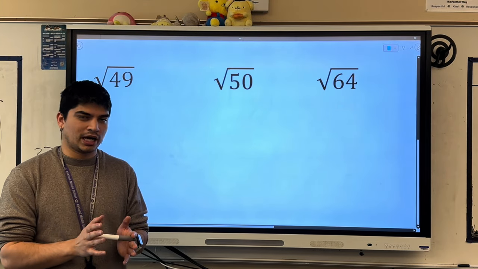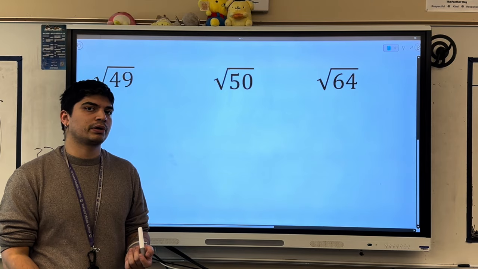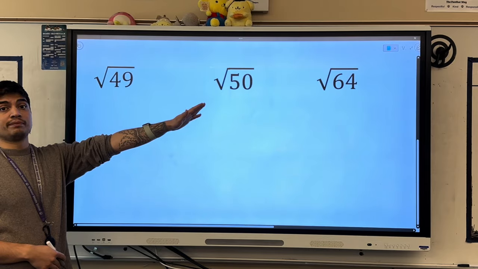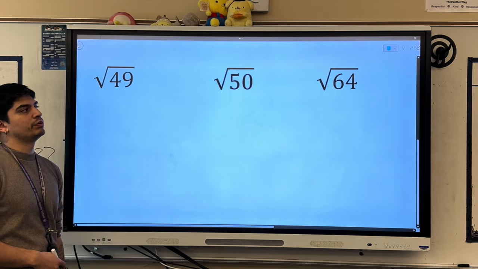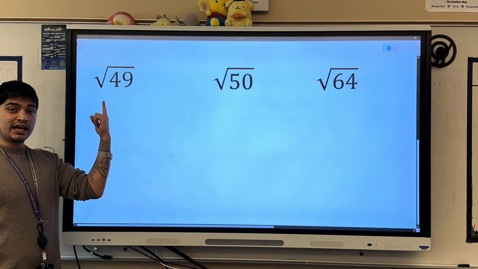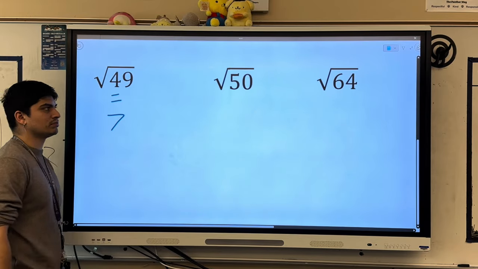But sometimes we don't want to just simplify. We want to understand the number. What do I mean by that? Well, right here, I have 3 examples of square roots. So I'm gonna start writing some of these answers down. Square root of 49, that's a perfect square. That would equal 7, right?